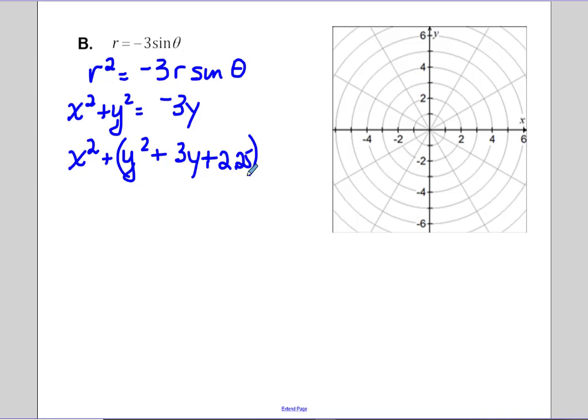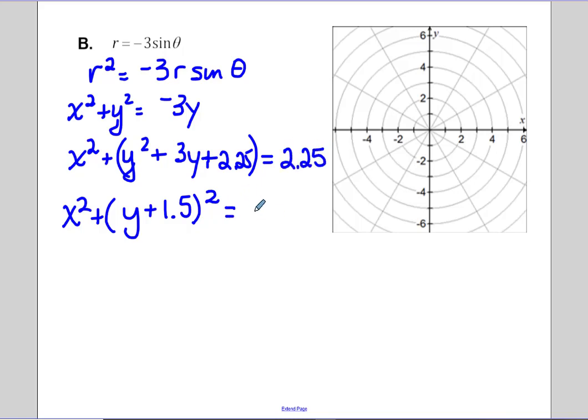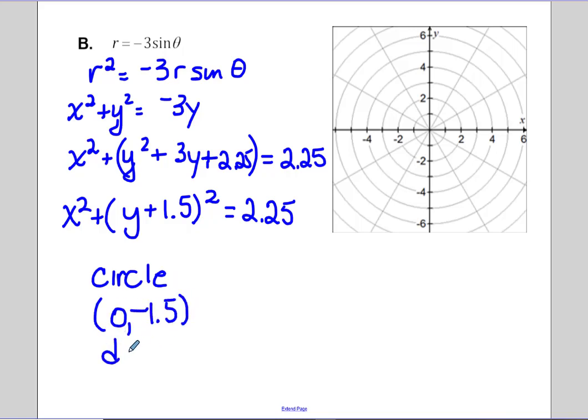So we have a complete square here. But to keep that balanced, I'm going to convert it over to decimals here. To keep that balanced, I would also have to add 2 1/4 to the right side to keep the equation balanced. So in this case, we have a circle. The center is located at (0, -1.5). The diameter of the circle is 3.